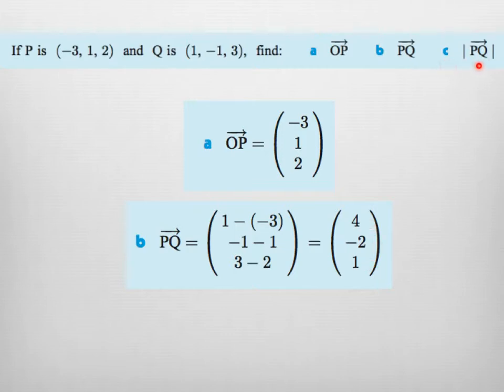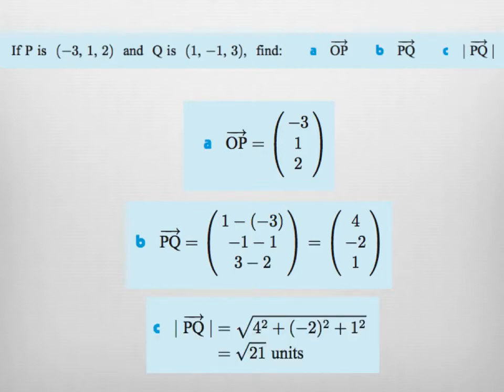Now for part C, we're supposed to take the magnitude. Don't confuse this with absolute value. When the inside here is a vector, this means magnitude. The magnitude of PQ, remember from the formula, is just like the Pythagorean theorem, but because we have 3 values, we square each of those, add them up, and then take the square root. So take 4 squared plus -2 squared plus 1 squared, and take the square root of that, and that's how we find the magnitude.